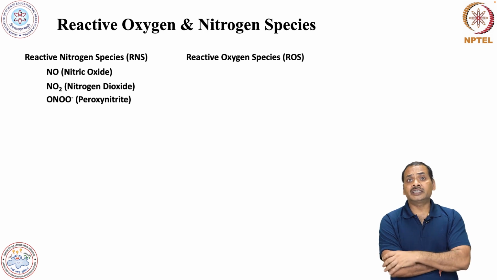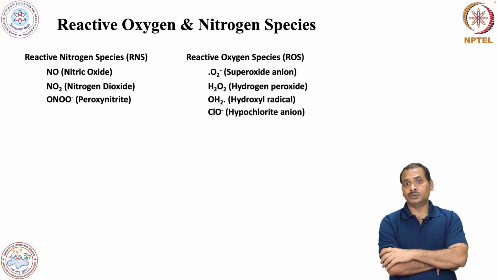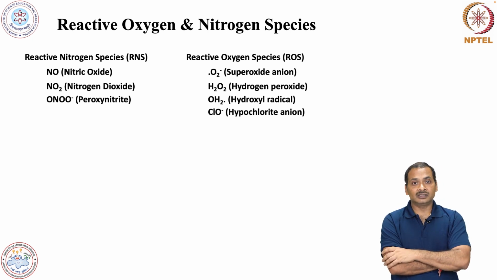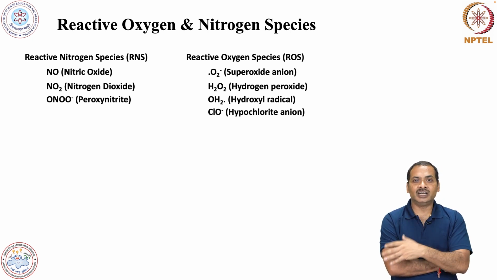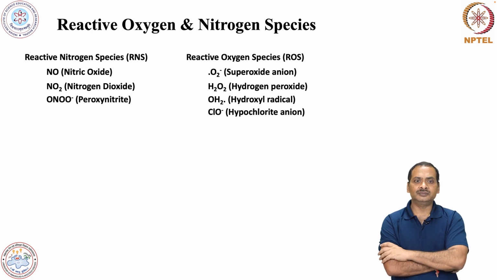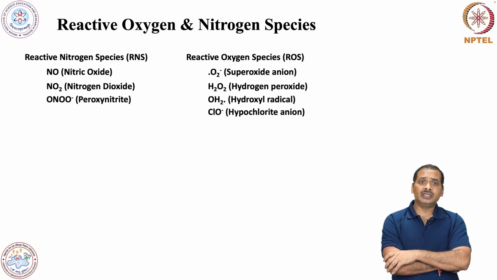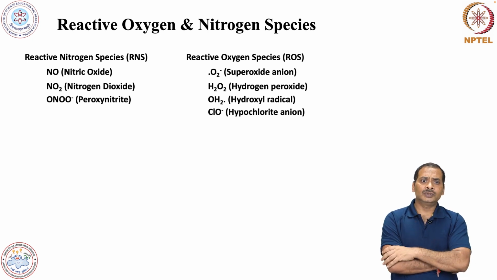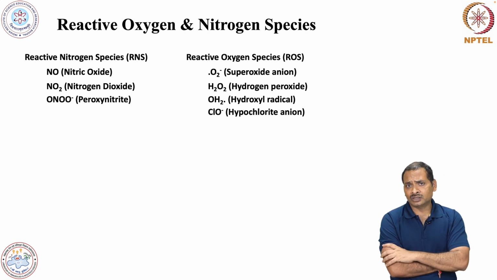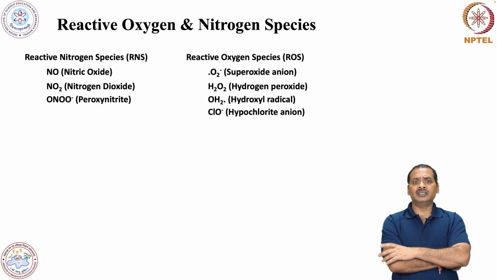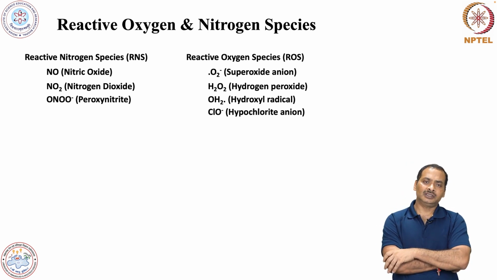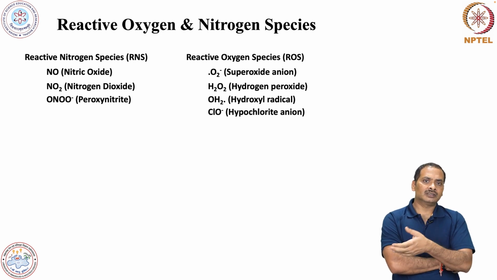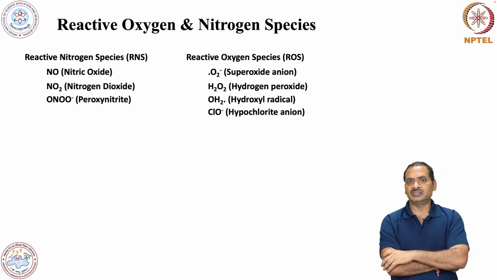And there are reactive oxygen species, and you may know all these species, like superoxide anion. This is highly reactive. This can react literally with anything. There is hydrogen peroxide inside the phagolysosome. There are hydroxyl radicals, and there are hypochlorite anions. So let me talk about how these things are synthesized inside the cell.